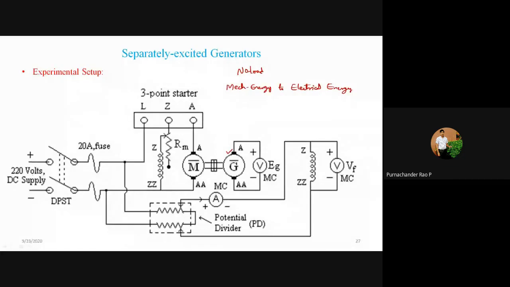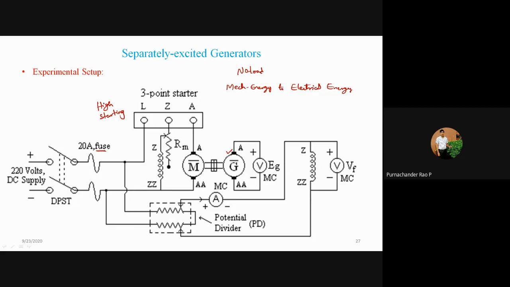The DC motor is connected across the 220 volts supply, and it is connected with a DPST switch. A fuse is used to protect the motor from higher currents at the time of starting, and it is also used with the 3-point starter. This starter limits the high starting currents. We'll see why the starting current is very high in case of motors at the time of starting when we discuss the motors. But for the analysis here, just go through this.